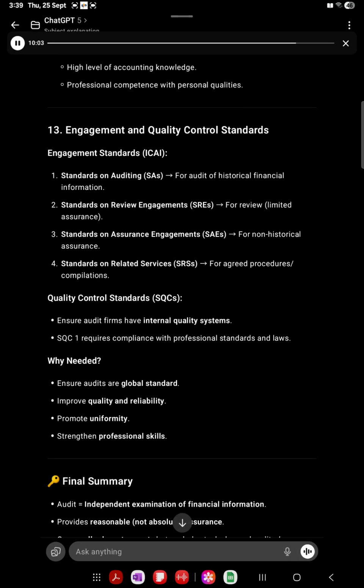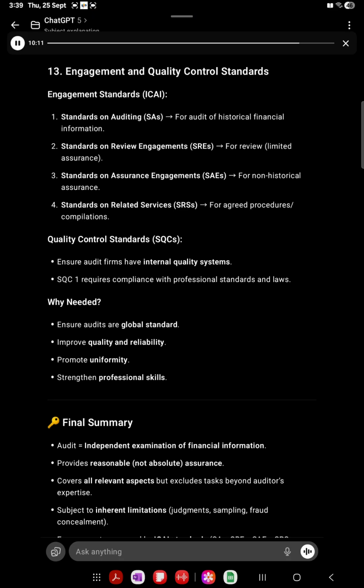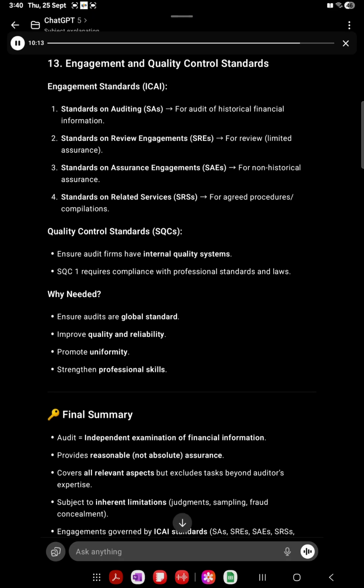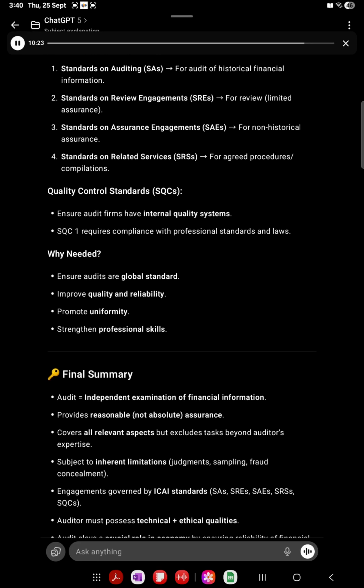Engagement standards, ICAI. 1. Standards on Auditing for audit of historical financial information. 2. Standards on Review Engagements, SREs, for review, limited assurance. 3. Standards on Assurance Engagements, SAEs, for non-historical assurance. 4. Standards on Related Services, SRSs, for agreed procedures and compilations.